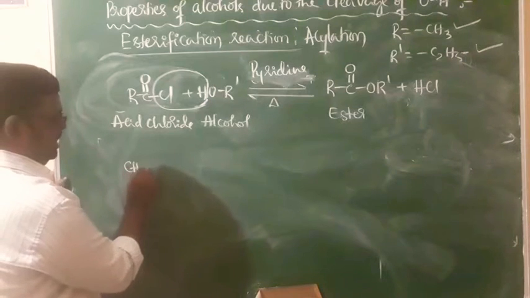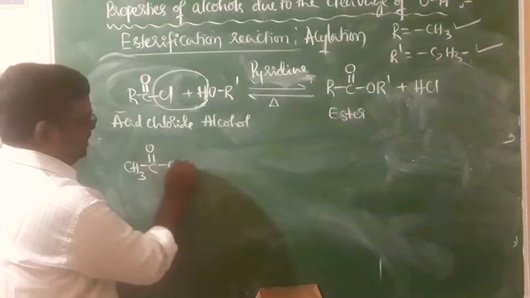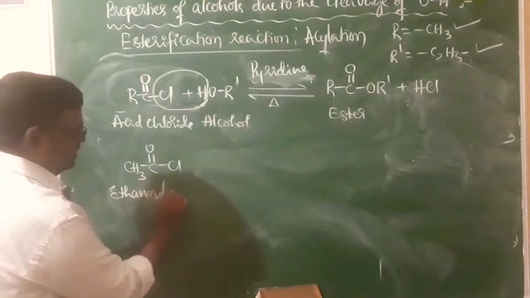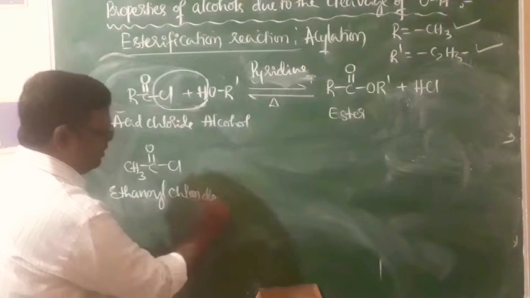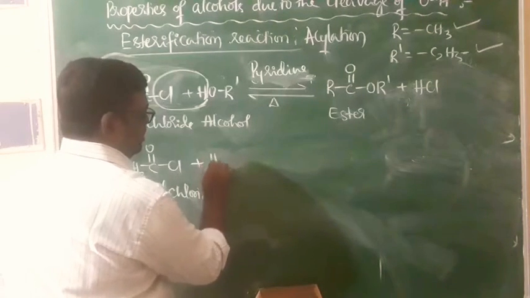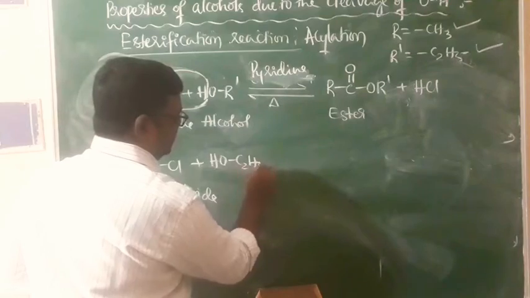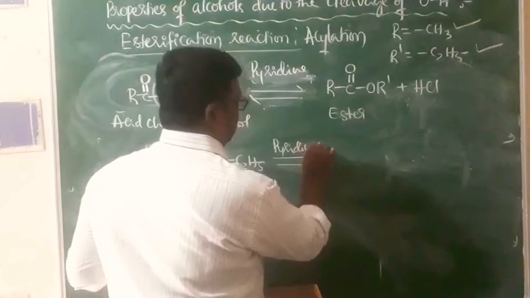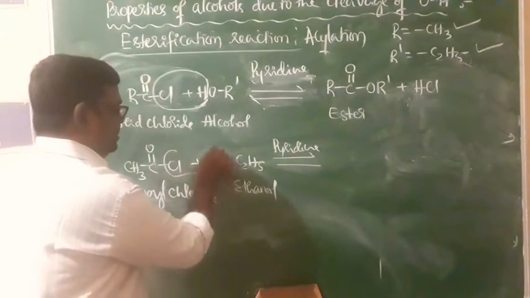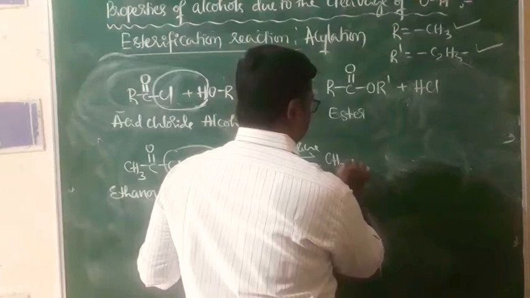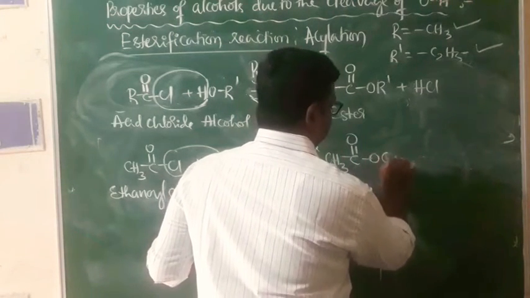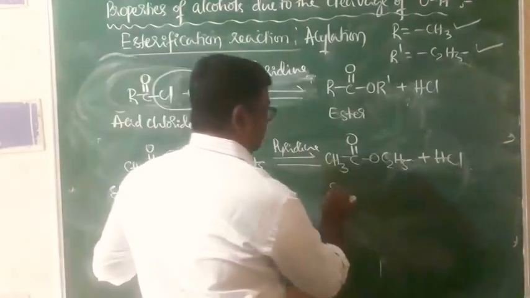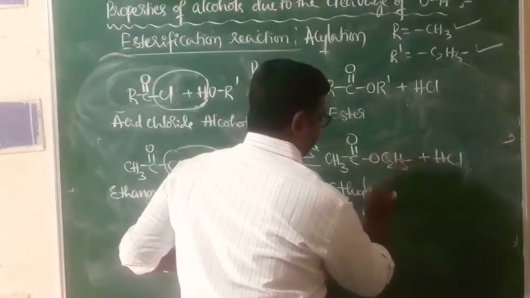Here also, if I keep R as CH3, CH3COCl is ethanoyl chloride, its IUPAC name, plus R dash as C2H5, that is ethanol. The reaction is carried out in the presence of pyridine. If pyridine is used, HCl is removed, and of course you are going to get CH3, C double bond O, OC2H5, ethyl ethanoate.